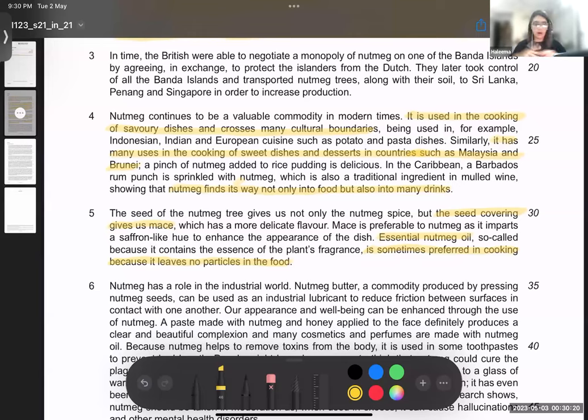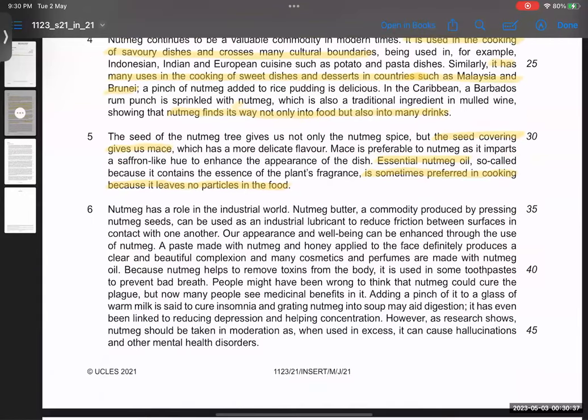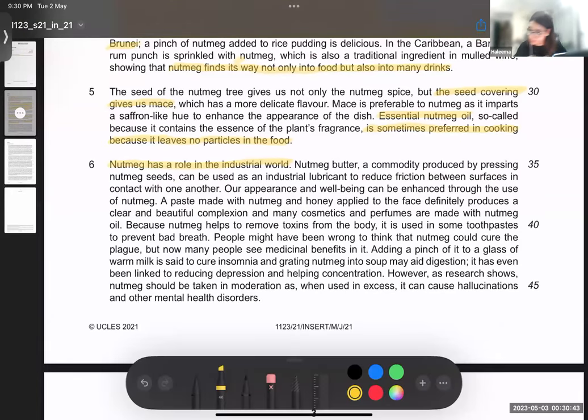All right, so that would be our, we are on our 13th content point. So this is our 13th content point so far. Paragraph six, it has a role in the industrial world. All right, so that would be our next content point. It can be used as an industrial lubricant. So that is your 14th content point.